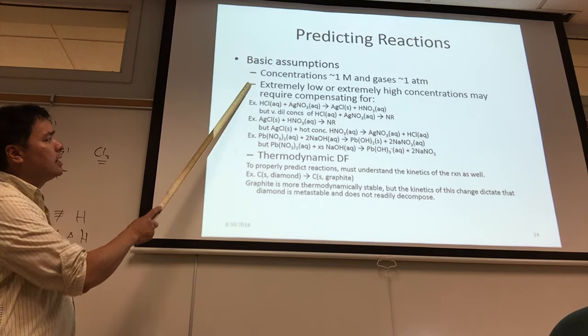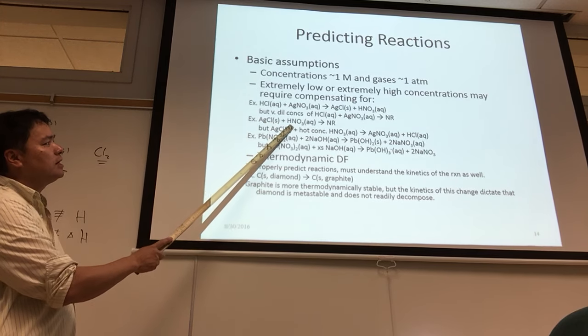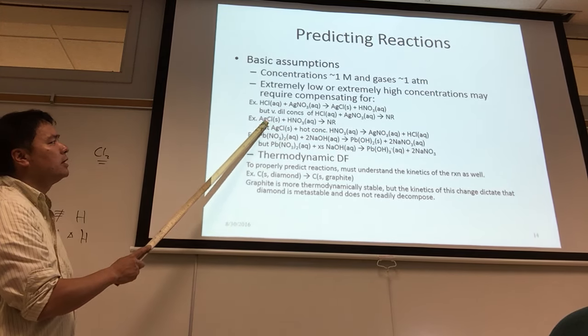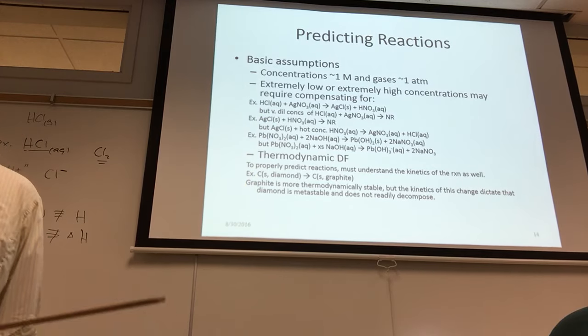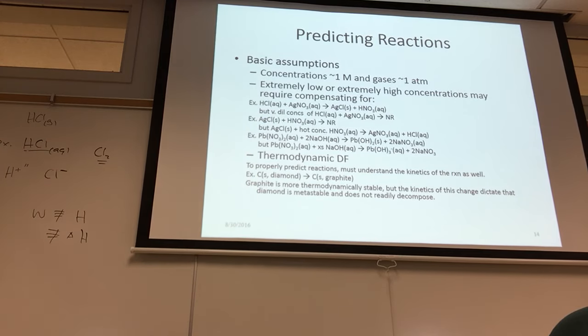When we look at standard conditions, silver chloride plus HNO3 yields no reaction. Why is there no reaction? When you do chemical reactions, I want you to show me why there's no reaction. So let's take a look at this one. This is a double replacement reaction as well. And so this one shouldn't be too difficult, I think. Silver chloride plus HNO3 yields no reaction.